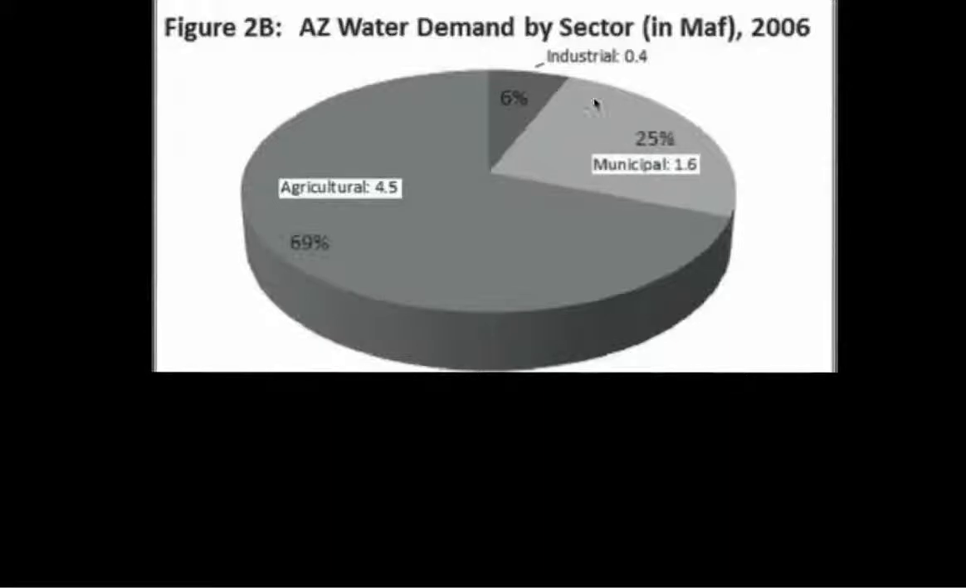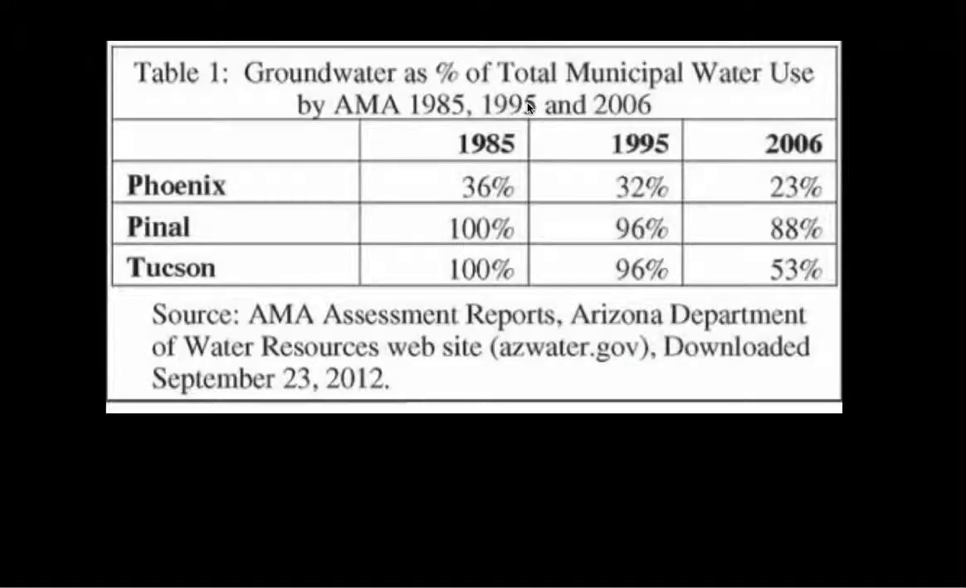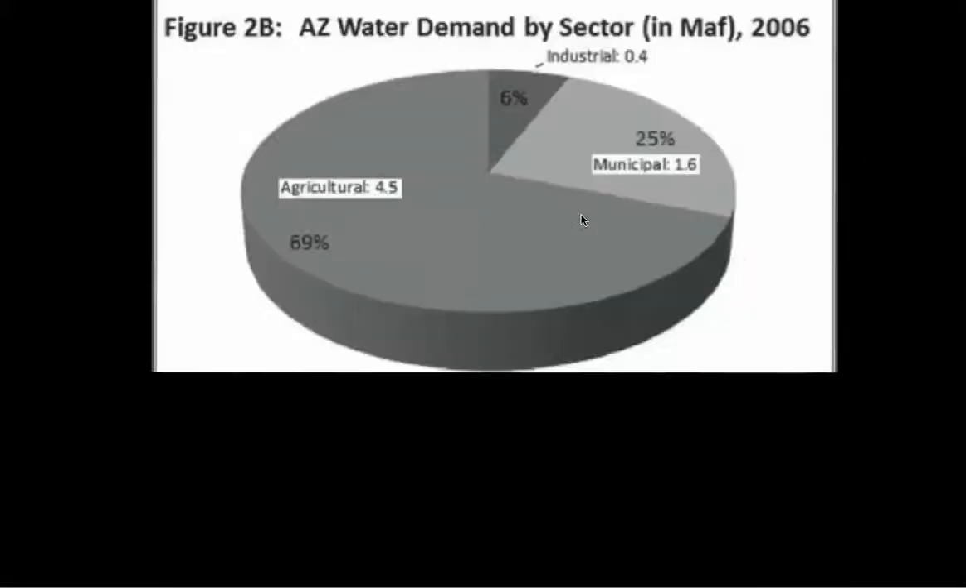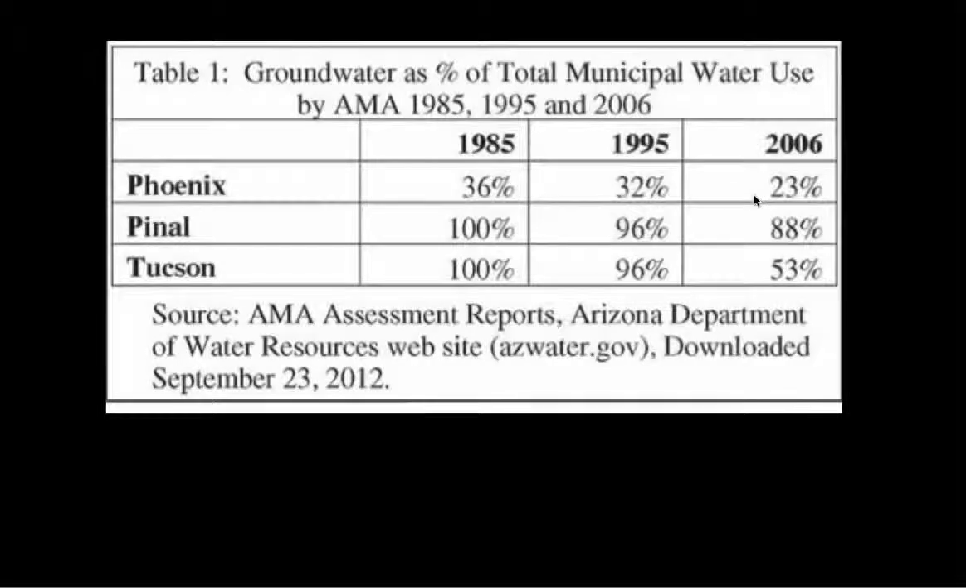Municipal and industrial, that means houses and cities, use about a quarter of it, and then industry uses about 6% of that. This is a cool little graph. How much groundwater do each of the major cities or areas in Arizona use? In 1985, 6% of the groundwater, or the water in Phoenix, came from groundwater. Since that time, it has dropped to 23%. Why? This thing, the Central Arizona Project. The canal coming from California across northern Arizona, or the northern part of the Phoenix area. You see it north of Bell Road. Offsets a lot of that.